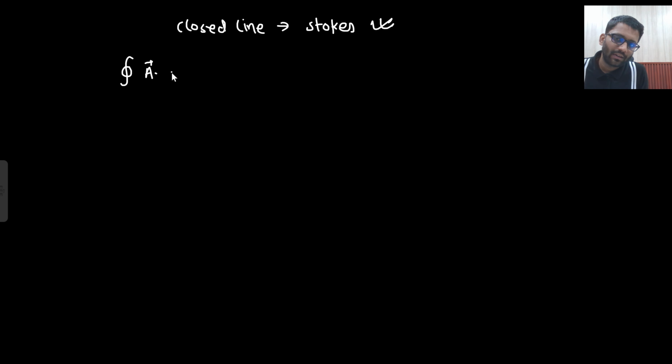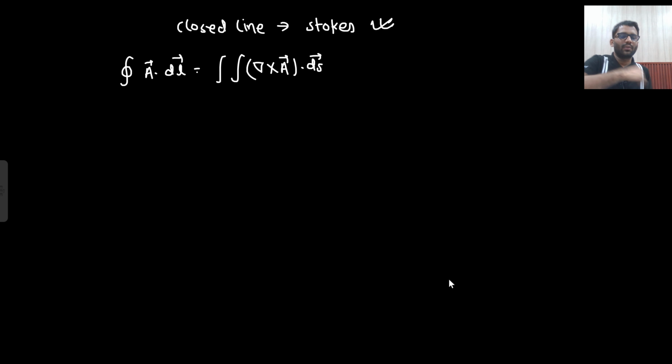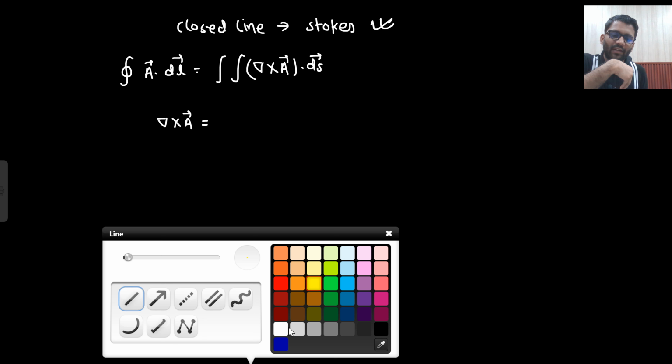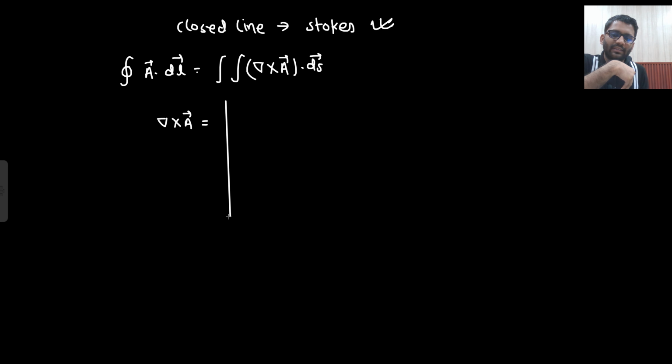So what I need to find? A dot dl. So how will I get A dot dl? I will get it from del cross A dot ds. So first my target is to find del cross A. So how will I find del cross A? What is the formula that I have told? ax cap, ay cap, az cap.